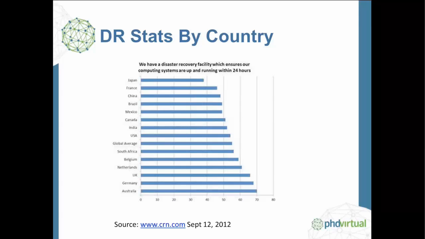And here's an interesting breakdown from CRN back in September of last year. It breaks down DR stats at the level of each country. Quite surprising when I saw this, the U.S. wasn't even above the global average, and Australia seems to be leading all countries when it comes to having a DR facility or ensuring the recoverability of your systems within 24 hours. Well, I thought this was pretty interesting. It is, to see it country by country.